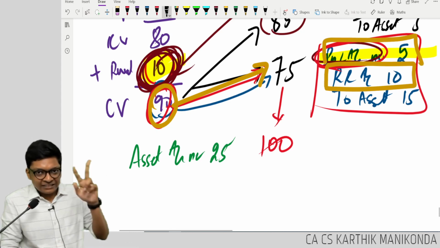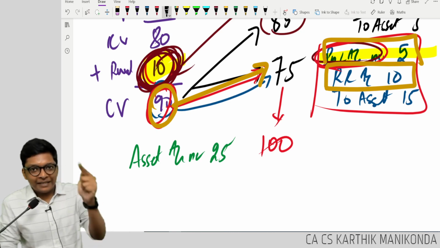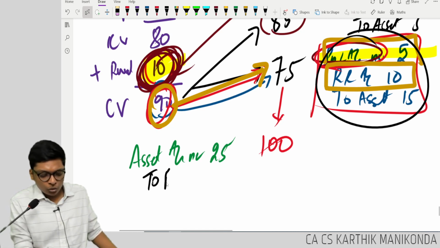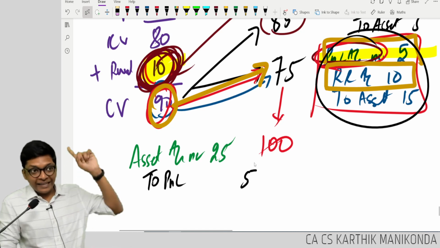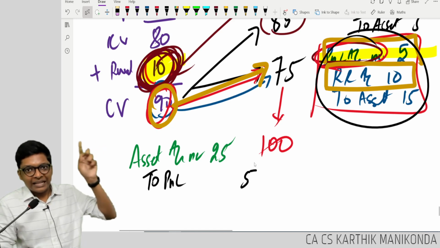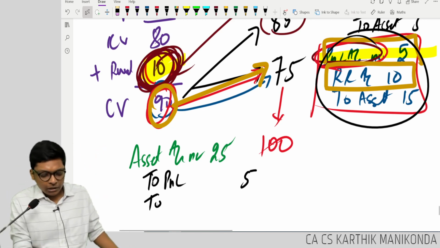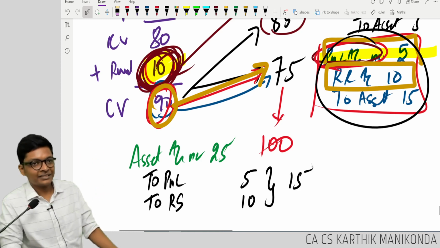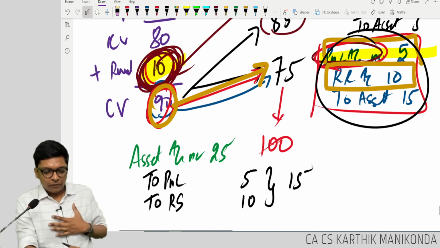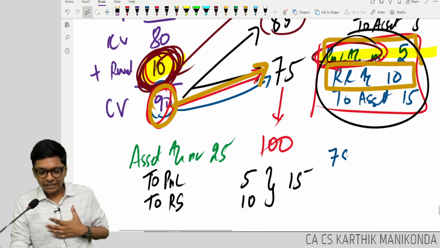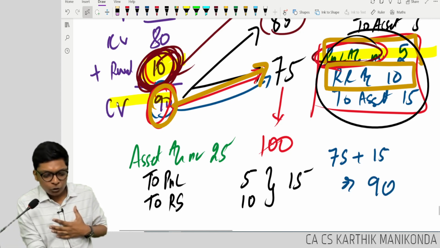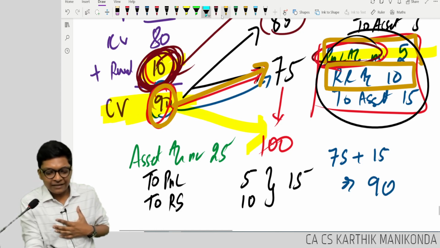So first reverse what you debited earlier. This was the previous entry. First reverse that to P&L 5, because I took a loss of 5 to P&L, reverse that back over here, and then revaluation surplus 10. How much is done? 15. Still how much is there? 10. When I pass this entry, 75 plus 15, it has reached 90. It has gone back to my original carrying amount. Now from this 90, it's going to 100.